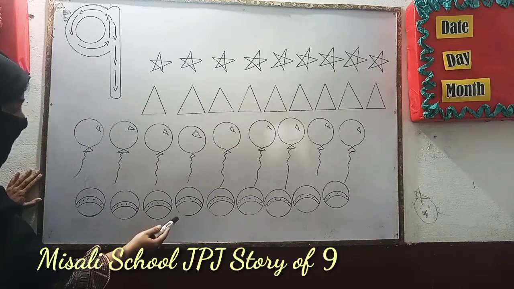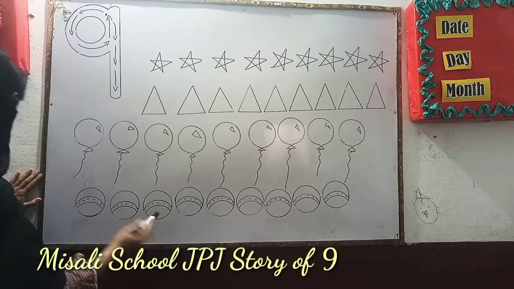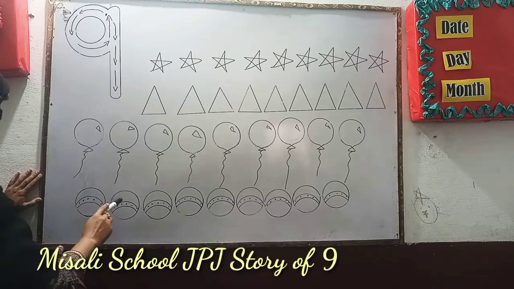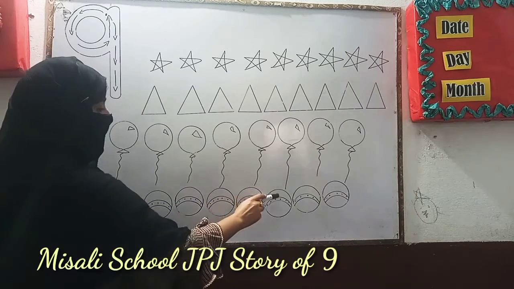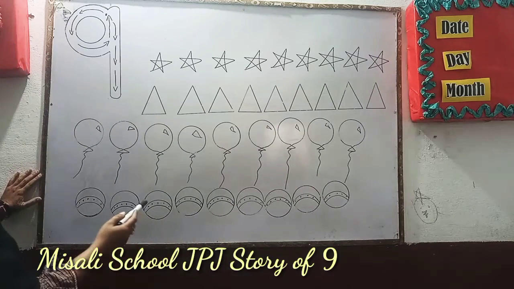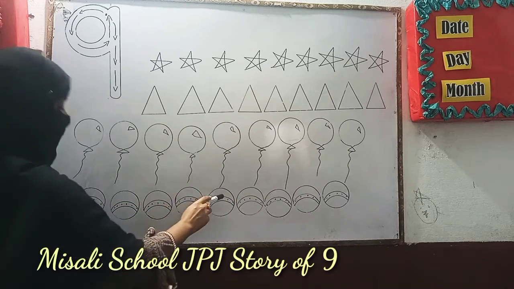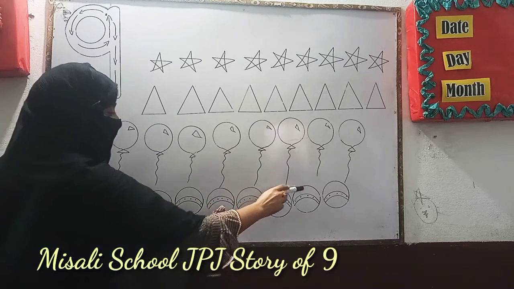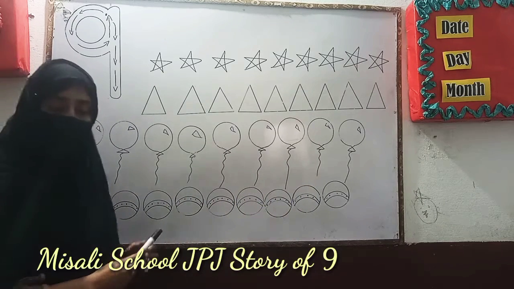Look down. Okay, what are these? These are balls. How many balls are here? Count them. 1, 2, 3, 4, 5, 6, 7, 8, 9. 9 balls. Count them again. 1, 2, 3, 4, 5, 6, 7, 8, 9. 9 balls.